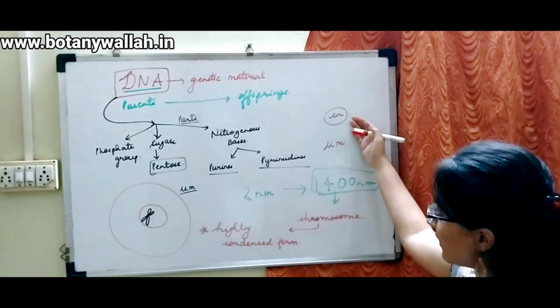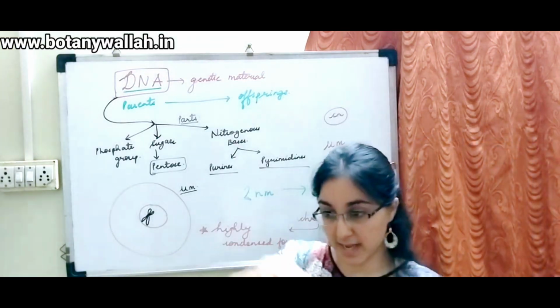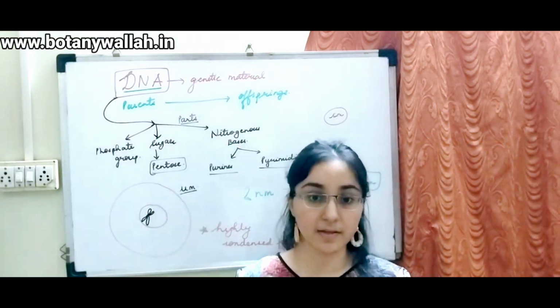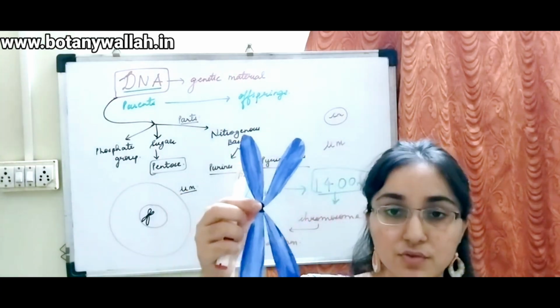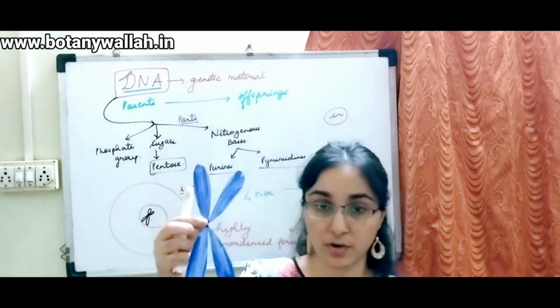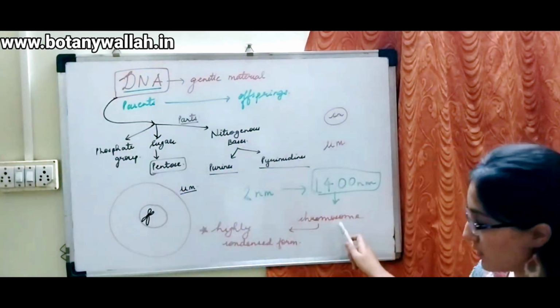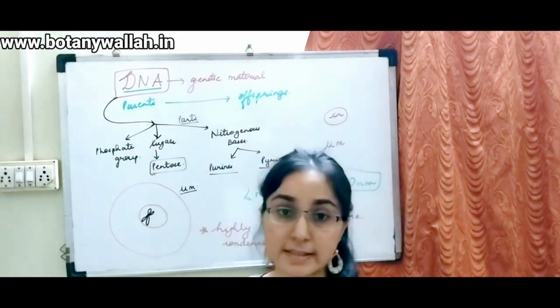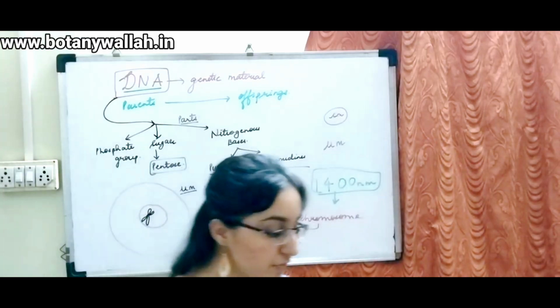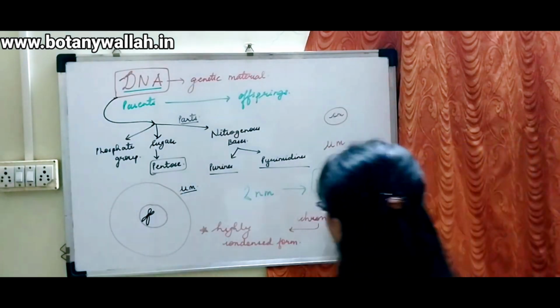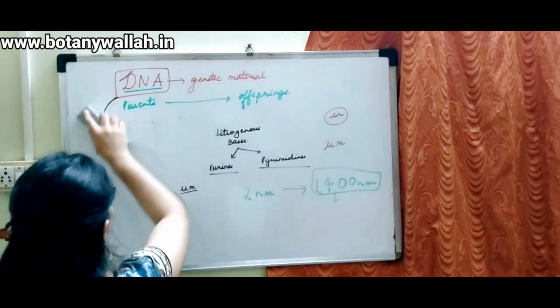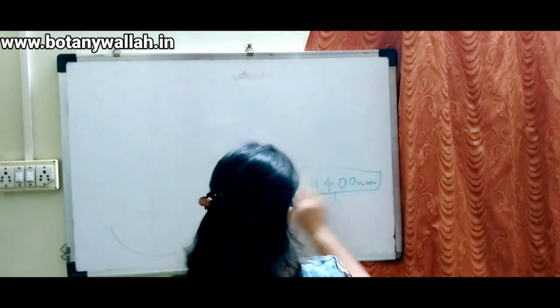So the DNA length was in centimeters. Now the thickness of this chromosome is around 1400 nanometers, which I told you here, and this is the chromosome. I hope this is clear till here. Moving forward to the next part, which I will explain. Before that, you can see what I have written till now, speaking about the condensed form, which is the chromosome.